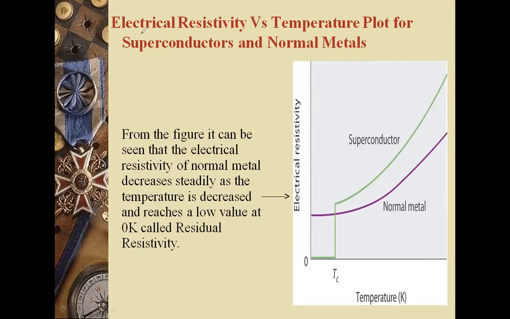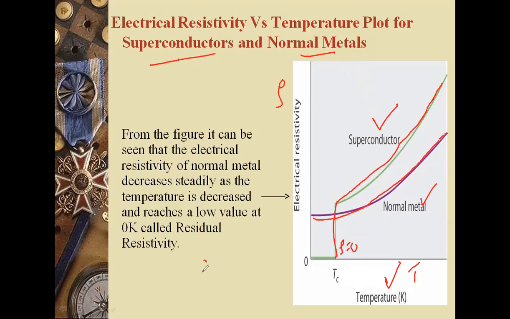So, the electrical resistivity versus temperature plot for a superconductor and a normal conductor. You can see this graph. This is a temperature versus resistivity graph. We already discussed this, right? From this figure, you can see superconductor and normal metal. So what is the difference here? The superconductor comes like this and suddenly drops to 0. Resistance equals 0. But the normal metal does not.